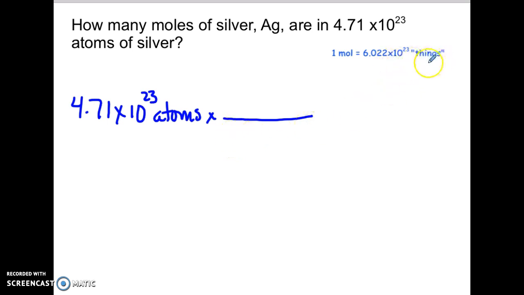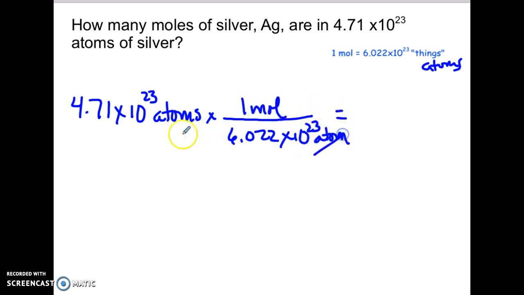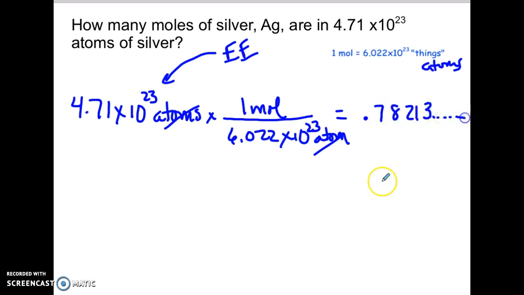How many atoms do I have? Well, atoms are one of those things. So I'm going to put this big number, 6.022 times 10 to the 23rd atoms, and that's going to equal 1 mole. Atoms will cancel. I'm going to have a unit of moles, which is what I'm asked for in the problem, so that's cool. I'm going to remind you guys, when you're doing scientific notation, I recommend using the engineering notation, which is EE. And when I do this work, this is what my calculator spits out, which is 0.78213, and then there's a whole bunch.